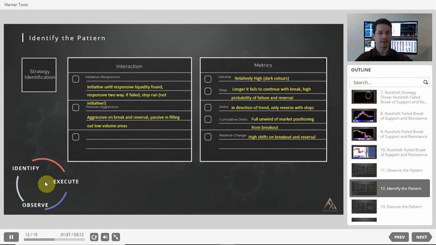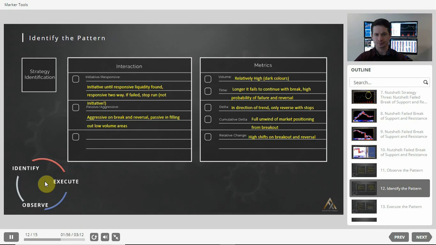out. Okay, in terms of the passive aggressive nature of the interaction: aggressive on the break and reversal, passive in filling out the low volume area. We spoke a lot about that. Be patient when the market's filling out a breakpoint. It can take a couple of hours to fill it out before beginning the process of the unwind.